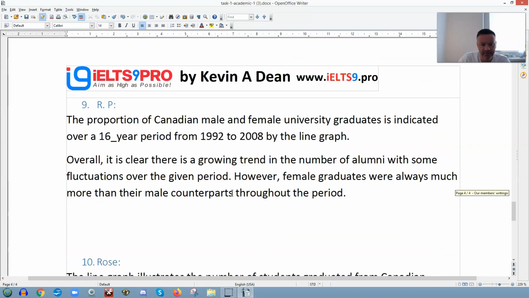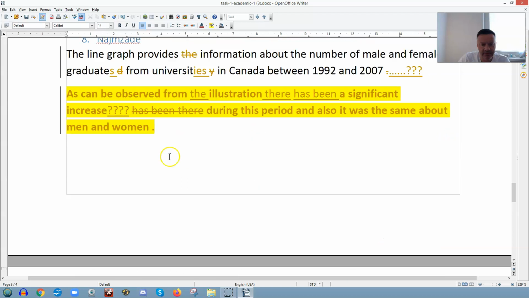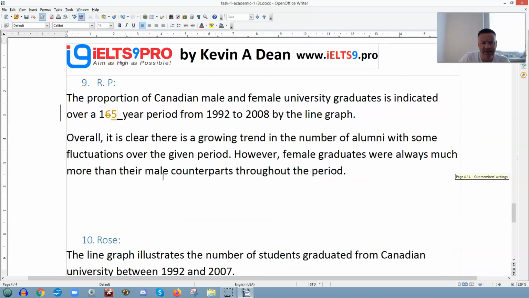Okay, the last two. The proportion of Canadian male and female university graduates is indicated over a 16-year period. Well, it's not 16, is it? Isn't it 2007? Well, let's have a look. Yeah, 2007. So, okay. Got to be careful. You can't include inaccurate information. By the line graph, how is it measured in tens of thousands?